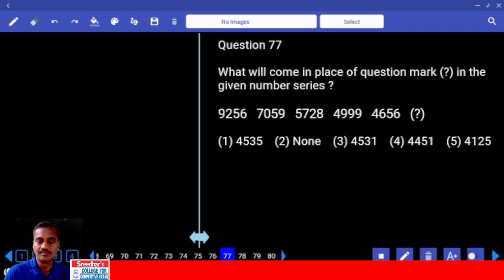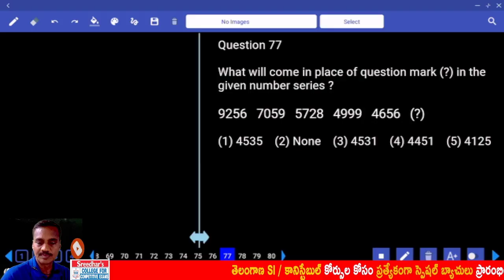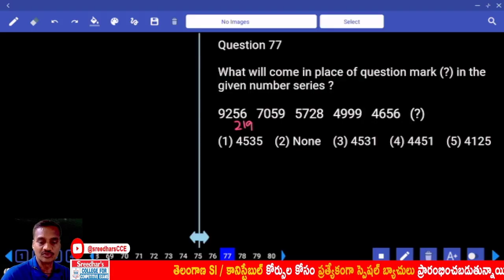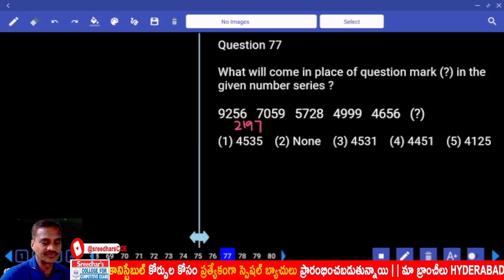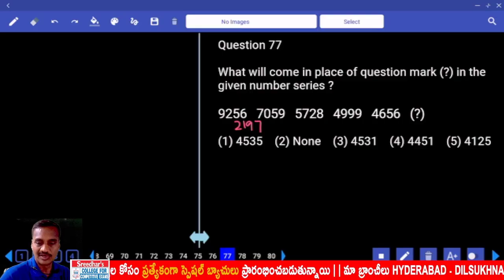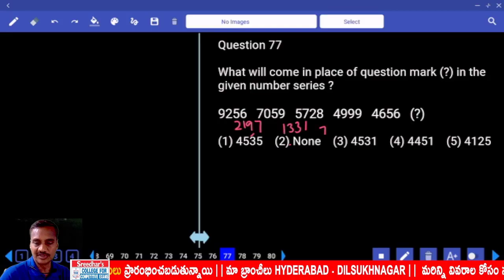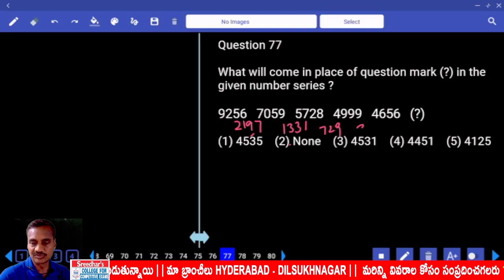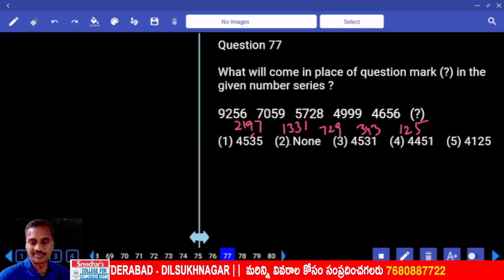Then 77. Now in this 77, 9256. And from here to here it is not at least double. And it must be difference or difference of difference. And what is the difference between these two? 2197. Now 2197 can be written as 13 cube. Then 7059 and this one, what is the difference between these two? 1331. 13 cube, 11 cube. Next one 9 cube. Next one 7 cube. Next one 5 cube. Added or subtracted, minus.